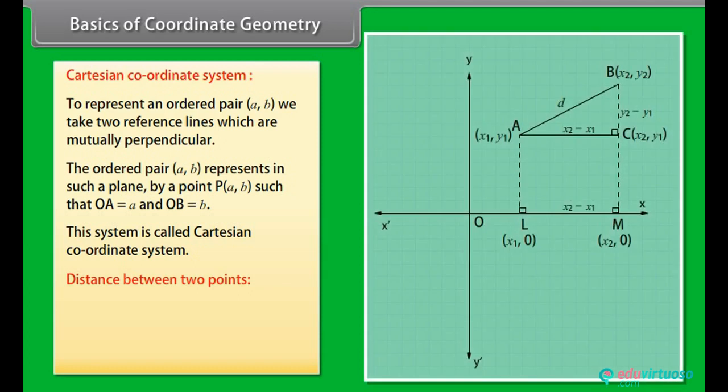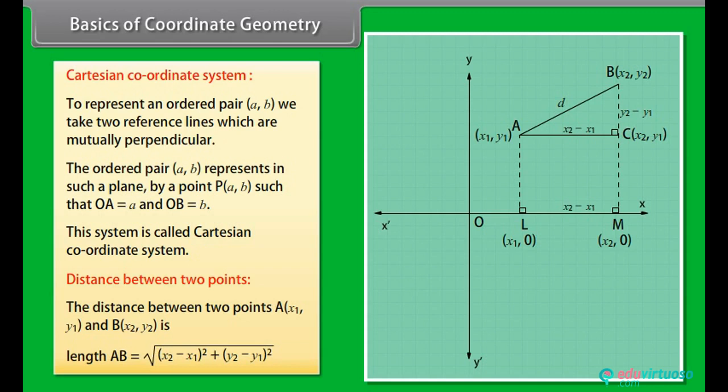This system is called Cartesian coordinate system. Distance between 2 points. The distance between 2 points A(x1, y1) and B(x2, y2) is length AB equal to square root of (x2 minus x1) squared plus (y2 minus y1) squared.